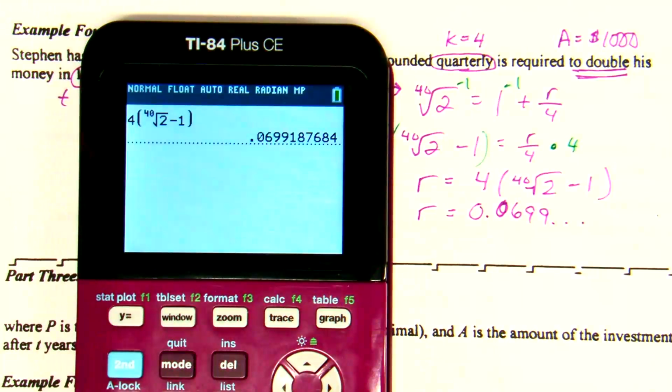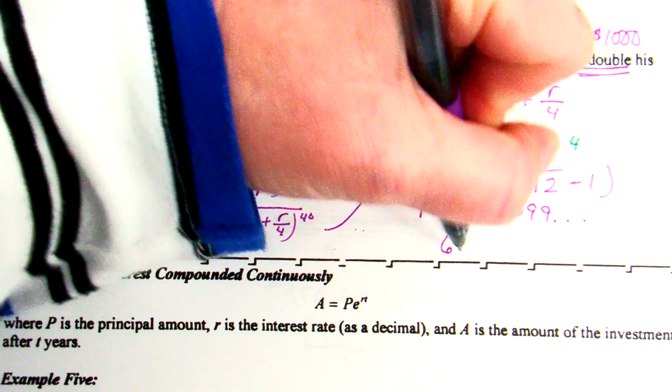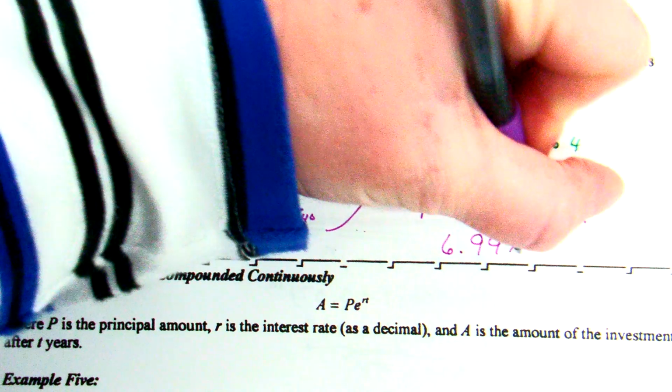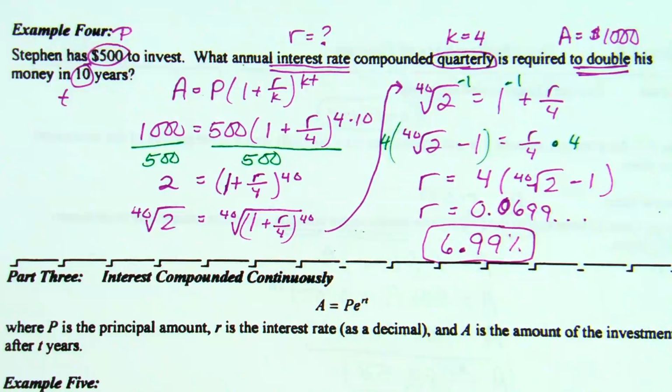What was the question asking? What annual interest rate? So is 0.0699 my annual interest rate? It's the what? Decimal form? So what form should I really be giving as my answer? 6.99%? Or maybe 7%? It's not exactly 7%, but it's pretty darn close.